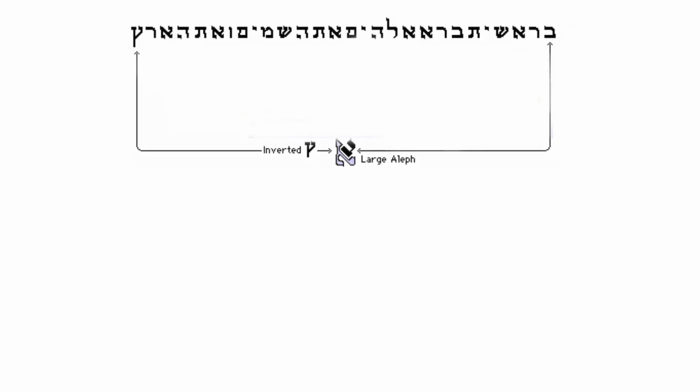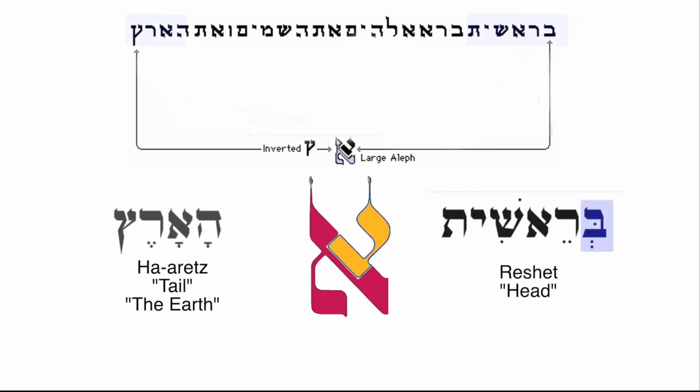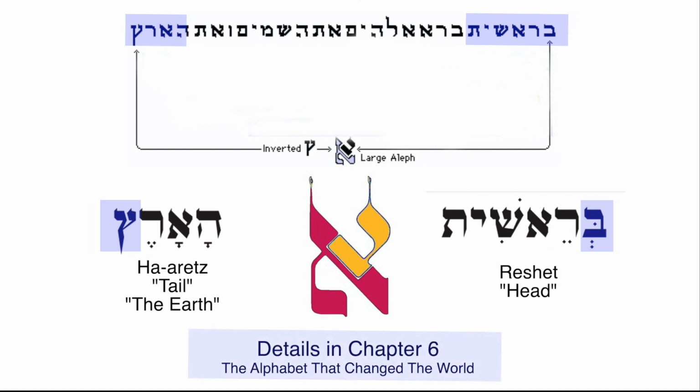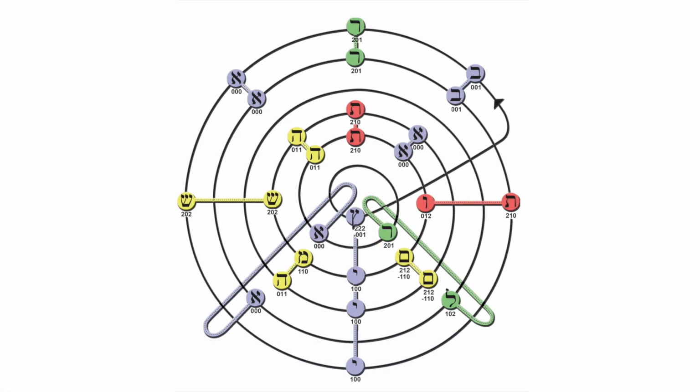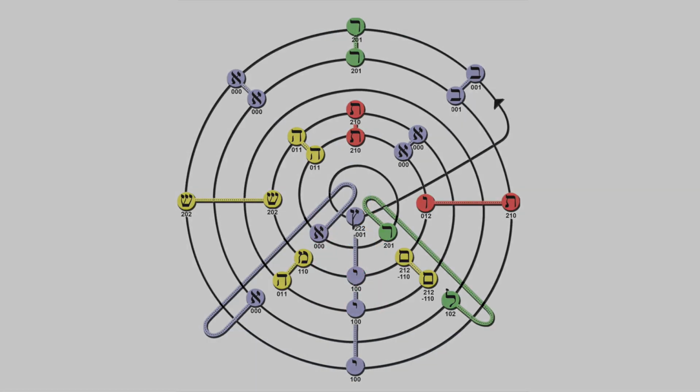The initial beit and an inverted form of the ending zadi final splice together to form a 7th large aleph that connects the head of the verse, reshit, and its tail, haaretz, the earth. It also acts as a splice point for the next verse. This pattern accounts for all of the letters in the first verse of Genesis.